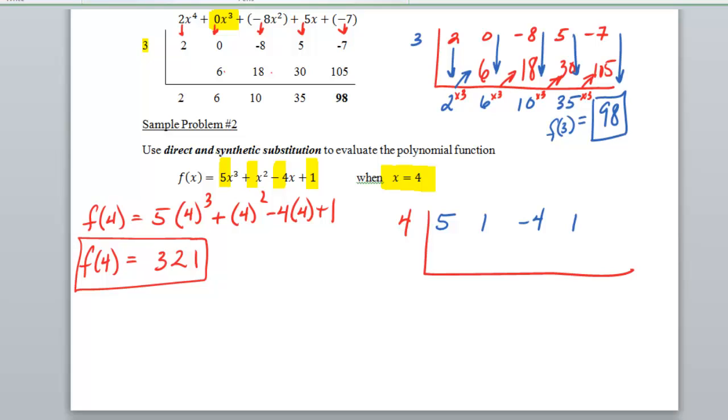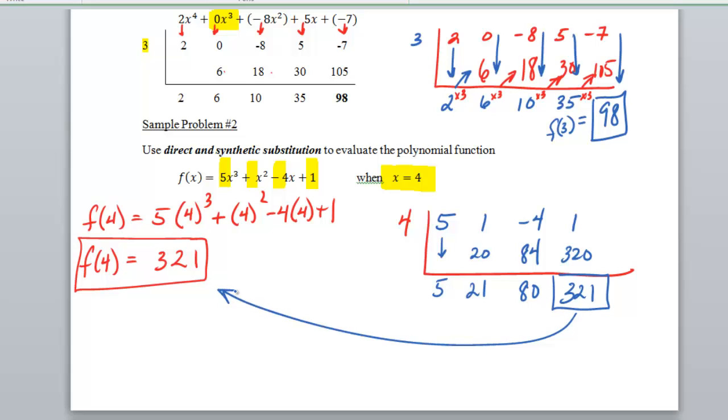So let's follow along here. I'm going to drop the 5 out. 5 times 4 gives me 20. I combine the 20 and the -4, gives me 16. 16 times 4 is 64. I combine those terms, get 65. 65 times 4 is 260, which gives me 261. And if you look at that, we had the same value that we had when we did direct substitution. Okay, so this is a new look at a way to evaluate polynomial functions.